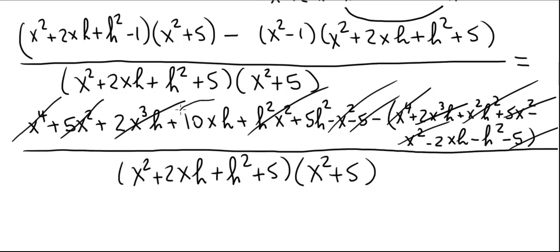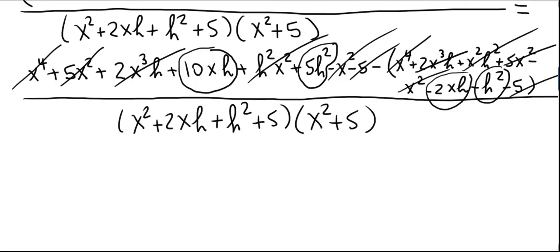We have 10xh that's left right here, and also plus 5h squared. And then we have minus 2xh here and minus h squared here. So let's combine them carefully and see what we have left in the numerator. It will surely be a lot simpler than what we had before.